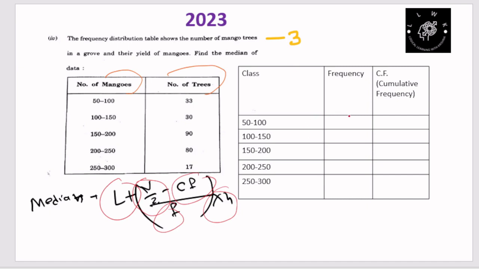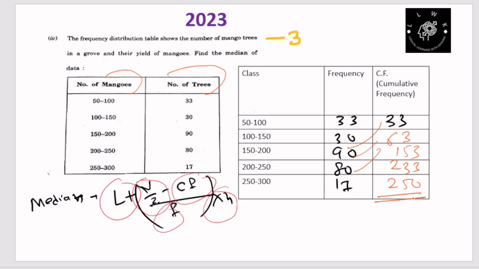First you have to write the frequencies and the cumulative frequency. Let's do that quickly. Here, 50 to 100, 33, 30, 90, 80 and 70. Let's do the cumulative frequency. Just add to the previous one. 33, 33 plus 30, so it will become 63, 63 plus 90 is 153, 153 plus 80 is 233, and 233 plus 70 is nothing but 250. Now this is the total cumulative frequency.